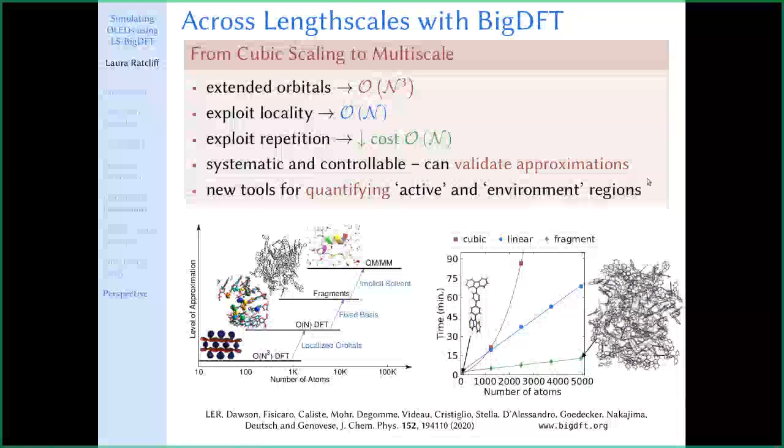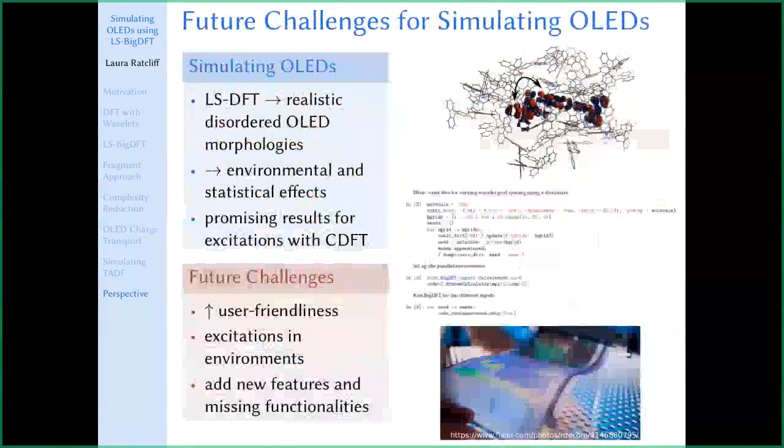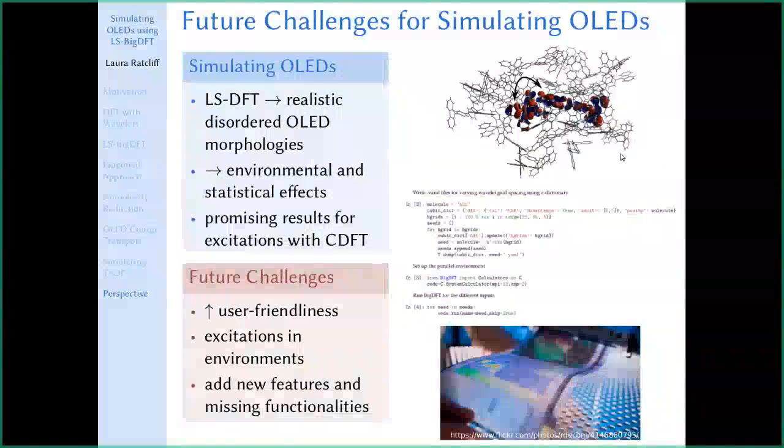We can also introduce various indicators that enable us to quantify things like active and environment regions, or define the suitability of using the fragment approach, for example. And this makes BigDFT very useful for being able to test and compare new methods which are aimed at large systems, while always being able to benchmark with respect to methods which are designed for high accuracy at small systems. So this means we can also treat, particularly thinking about OLEDs, realistic disordered morphologies, and understand the importance of environmental and statistical effects. And we're currently expanding this for looking at excited states.